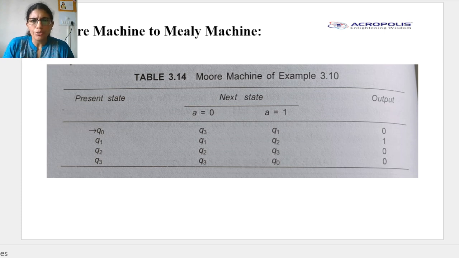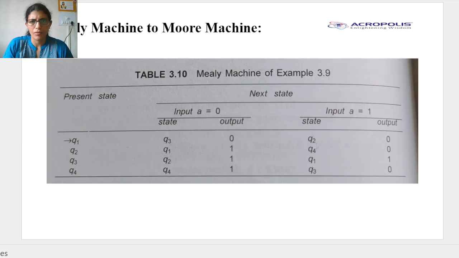Now, Moore to Mealy machine. The difference is that in the Moore machine the output depends on the present state, while in the Mealy machine the output depends on the present state and the input. Then how will we convert it into a Mealy machine? Notice the input alphabets 0 and 1. We have only one output at the state q1. Wherever q1 is mentioned as the next state, we will write 1 there, and 0 for the other states. It will look like this table.